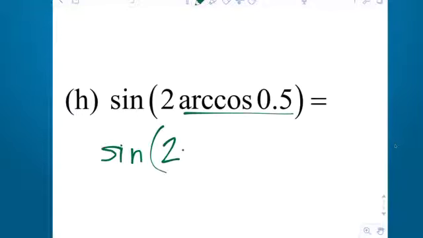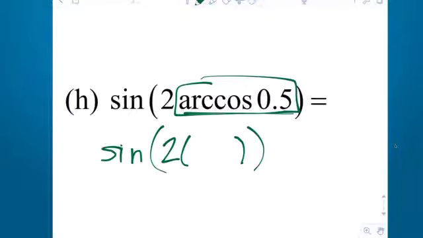Nothing in the beginning is the answer. It's the second thing that you do. The first thing you do, your dear Aunt Sally says, is to evaluate the arc cosine of a half. So then you'll take that, multiply by 2, and then take the sine. So what is arc cosine of 1/2?